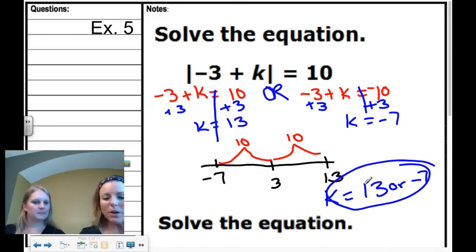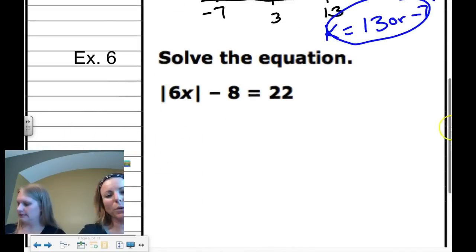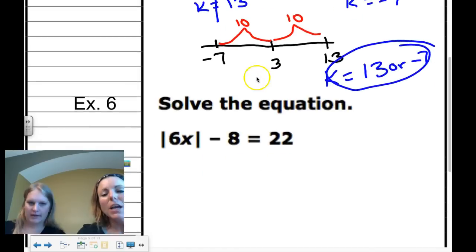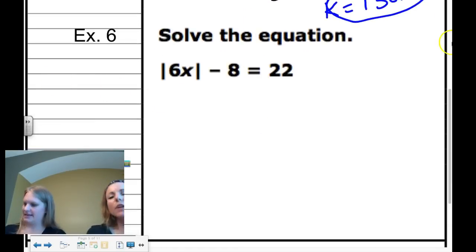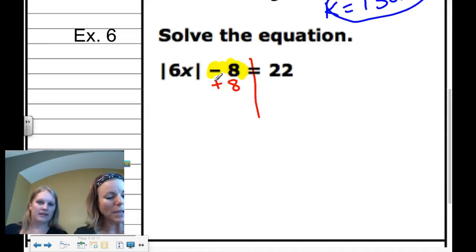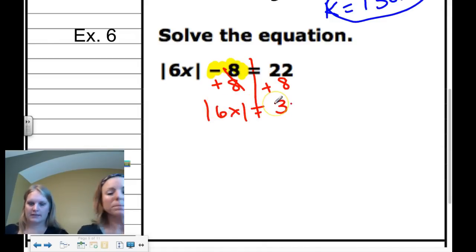Okay? All right. So we should probably do this one really quick here. Notice here, the absolute value is all by itself. There's nothing else over here but the absolute value. Nothing else added or subtracted outside of it. Here, there is. So before you write the 2 equations, you have to isolate the absolute value, which means to get it by itself. So you have to add 8 to both sides. So we're left with absolute value of 6x equals 30.